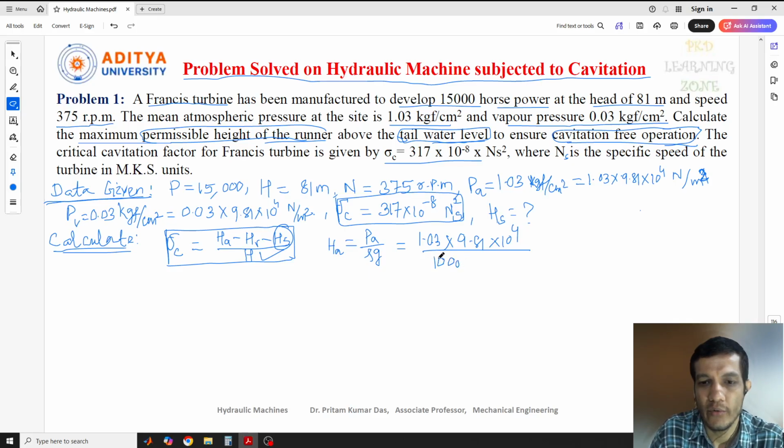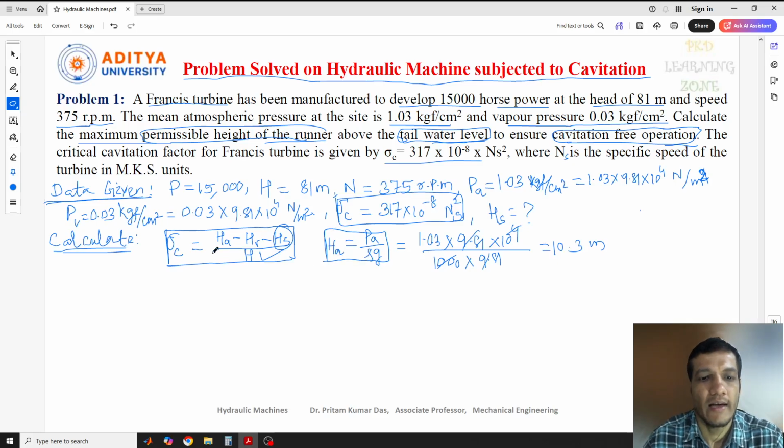Density of water, that is 1000, and g is 9.81. So now you can see this 30 will be cancelled, only 10. So that is 1.03, so that means 10.3. This is our HA value. Now in a similar manner, I can easily calculate the HB value also.